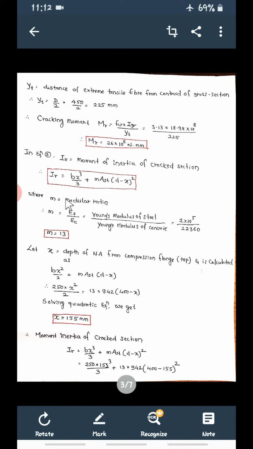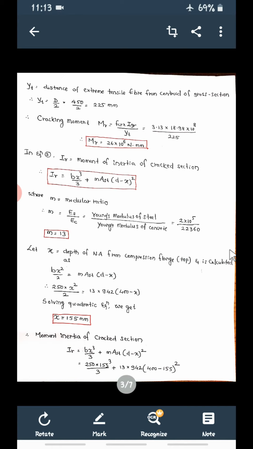So what is m now? This small m is equal to the modular ratio. How will we calculate m? It is Young's modulus of steel divided by Young's modulus of concrete. So always for steel, what is Young's modulus? 2 into 10 raised to 5 Newton per mm square. This is the fixed Young's modulus of steel.